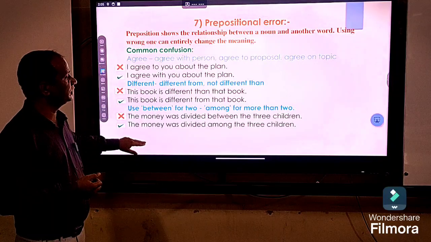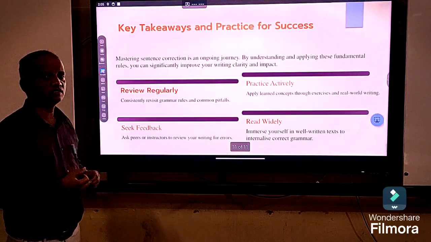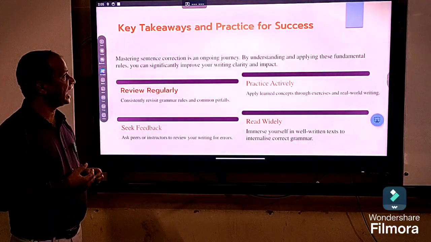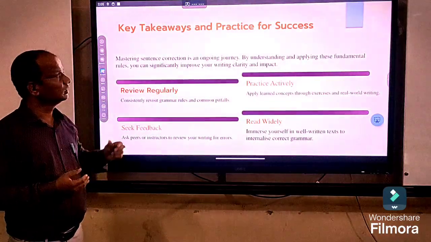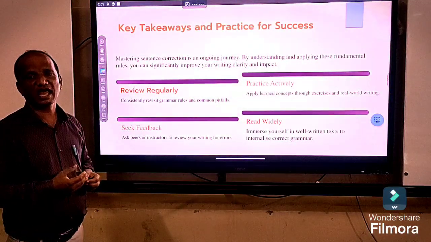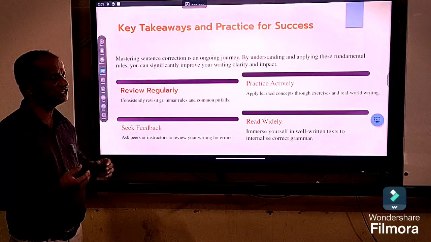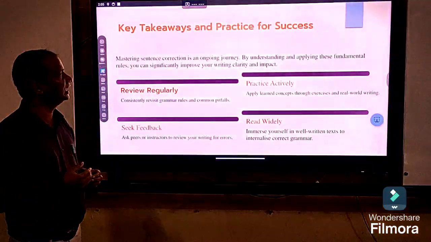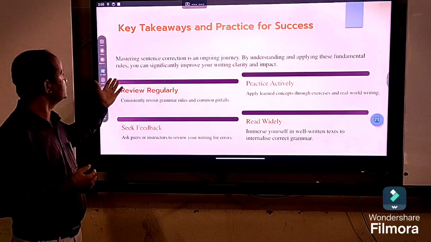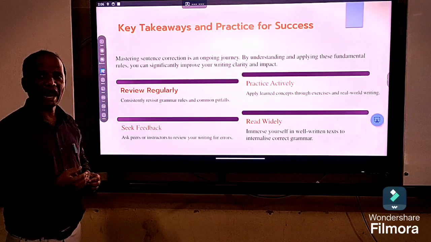So in this way we have learned the common errors in sentences. We have to try to find these errors, and you have to master finding these errors and correcting the sentences accordingly. Mastering sentence correction is an ongoing journey. It cannot be achieved in one day. By understanding and applying these fundamental rules, you can significantly improve your writing clarity and impact.